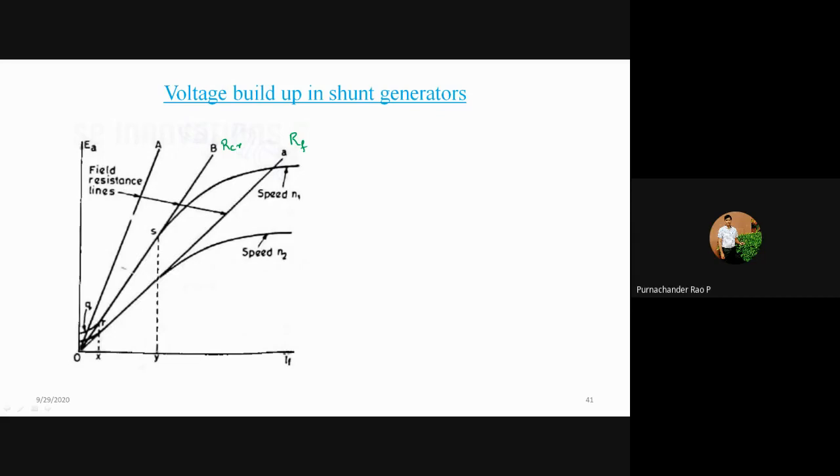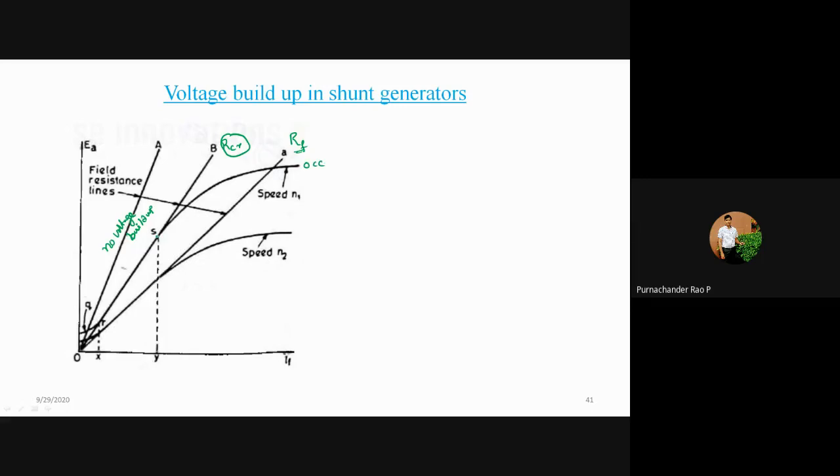The voltage buildup takes place up to the resistance which is nothing but your critical field resistance. Below that only does the buildup of voltage take place in self-excited generators. If the resistance is above this critical field resistance, there is no buildup of the voltage. So for this line, no voltage buildup takes place. We have to consider these points for the RF line and also the critical field resistance for the open circuit characteristics.